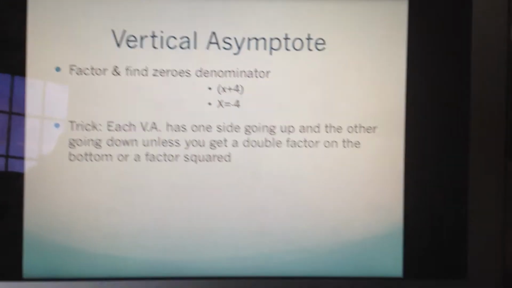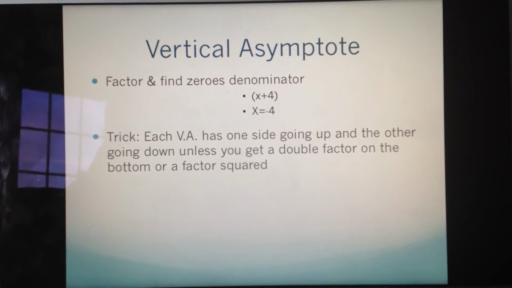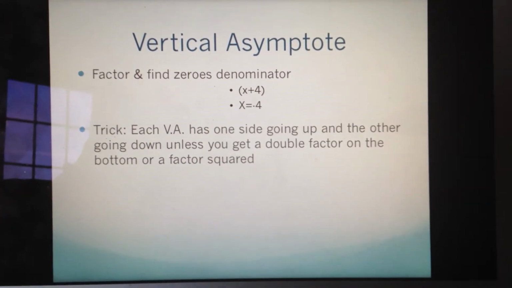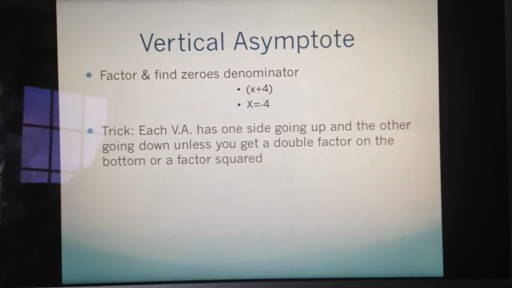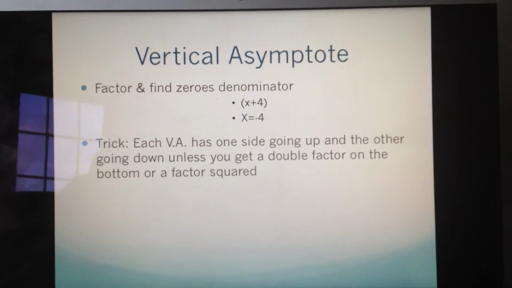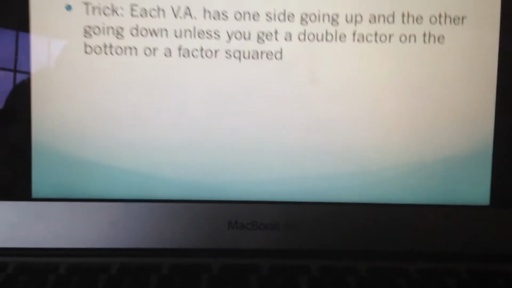The next thing you need to know is vertical asymptotes. Factor and find zeros of the denominator, just like we did for the top. So in this example, x plus 4 equals 0, so x equals negative 4.